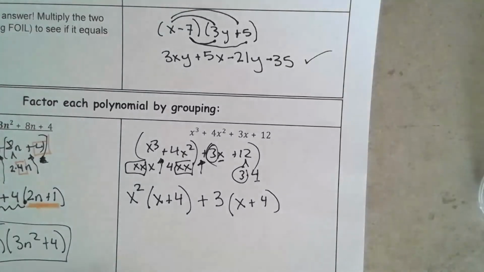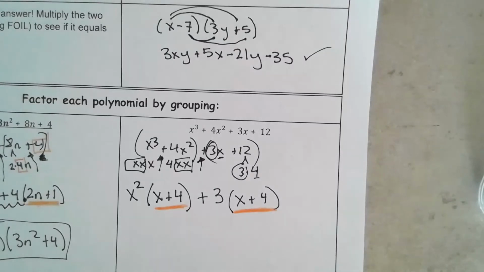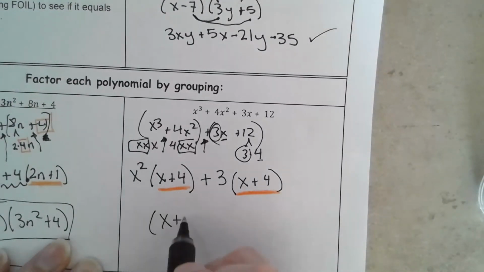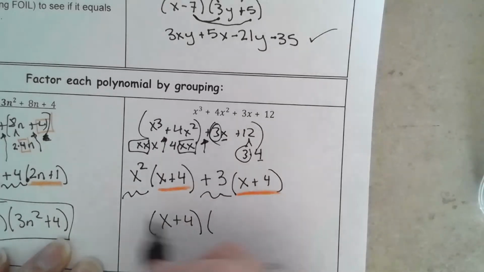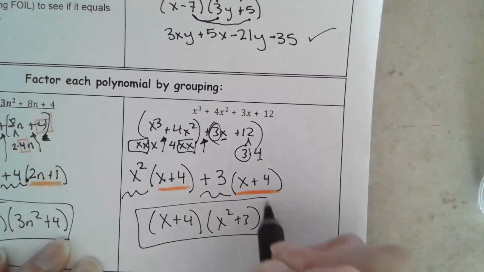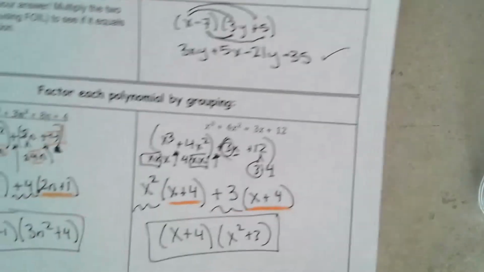Okay, on your assignment, these two should always match. If they don't, then we probably didn't get the right greatest common factor. So x plus 4 is an answer, and then my two outside factors, x squared plus 3. And we're done. Okay, so on your assignment today, it shouldn't be any trickier than this.